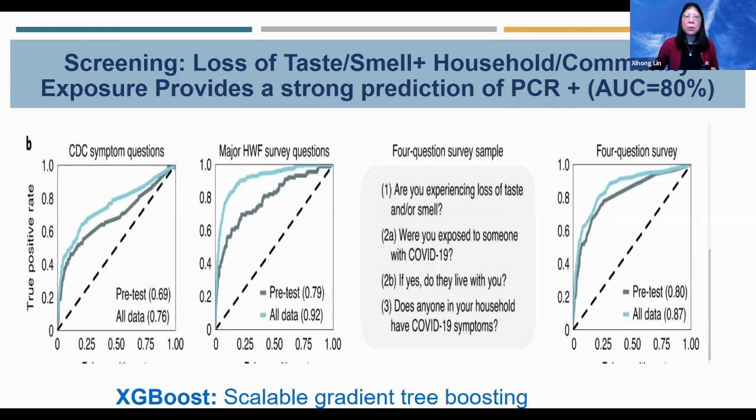But if we only use a very simple 4 variables, including 3 exposure variables and 1 symptom variable, that is loss of taste and smell, the ROC curve is still 80%. So that means if one uses exposure and just an important symptom to predict the infection, this can work quite well. We used XGBoost, a scalable gradient tree boosting method, to build a prediction model. This is particularly useful for screening purposes if there are not enough testing kits.